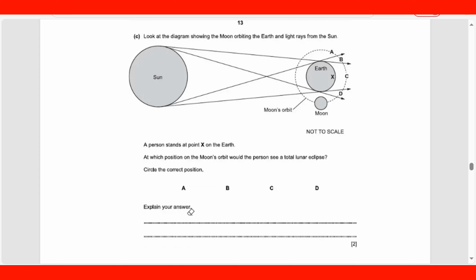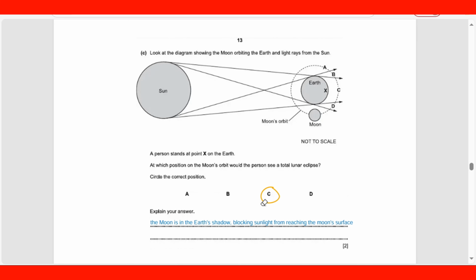Okay, let's check out the answer. If you need some more time, you may pause this video. So it's at position C, because at this position the Moon is in the Earth's shadow, blocking the sunlight from reaching the Moon's surface. So we see the total lunar eclipse.